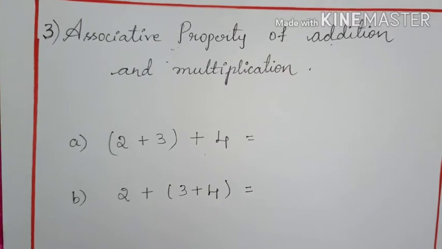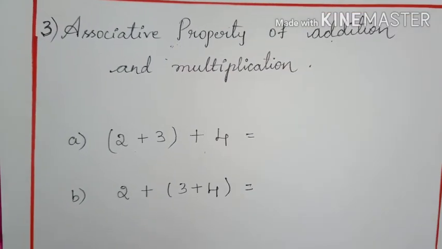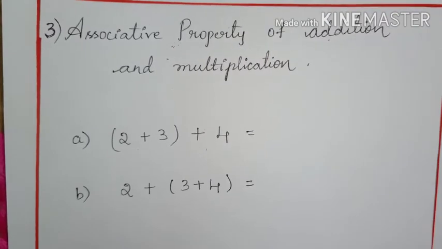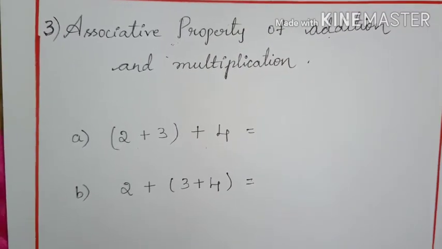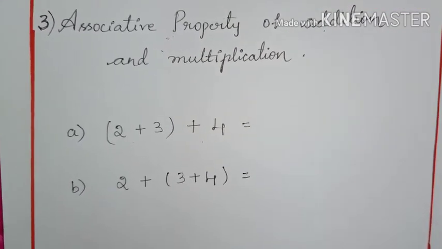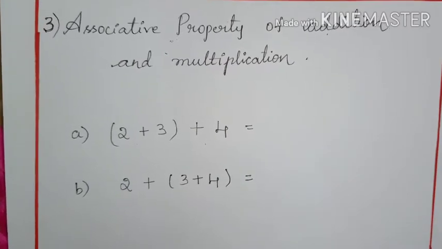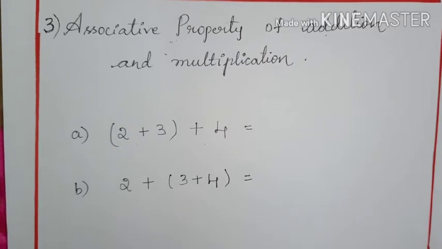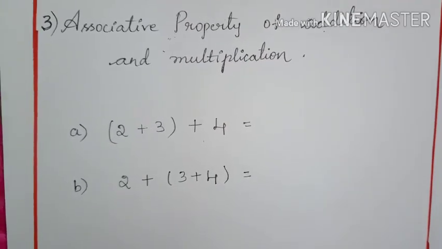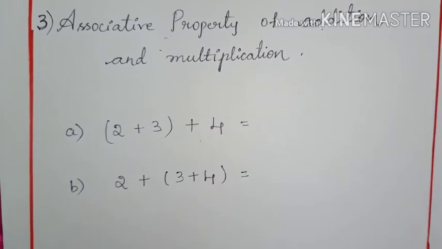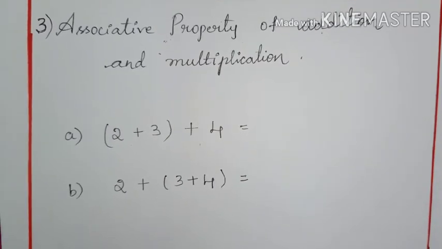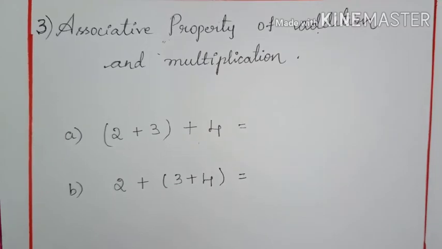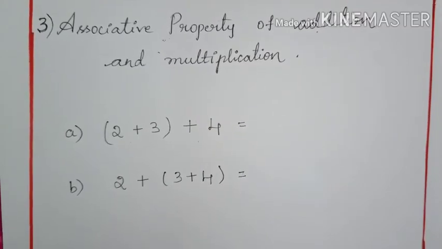Now, we are already familiar with the first two properties of whole numbers. The first one is closure property and the second one is commutative property. Let us now study the third property, that is associative property of addition and multiplication. So this associative property also holds good for addition and multiplication only.